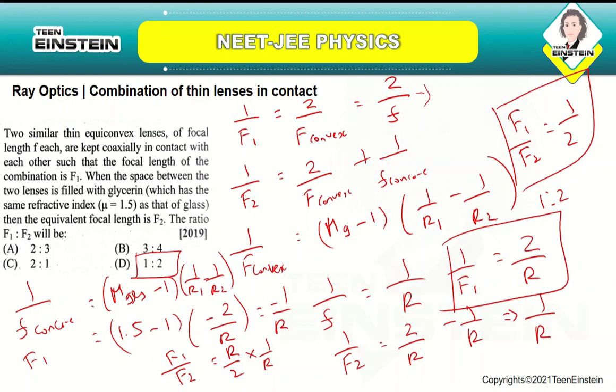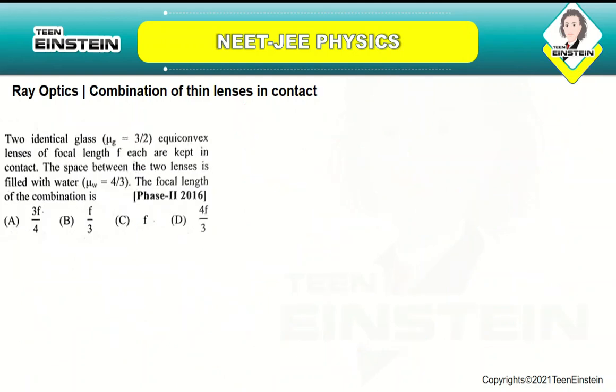You are just making use of the formula of 1 by f is equal to 2 by f convex, because in the first case two convex lenses are combined, and in the second case you are having glycerin in between. So you will have to find out the focal length of the glycerin, which is 1 by f concave. So you are just substituting and you are finding out the ratios to be 1:2. Okay, so let us now move on to the next question.